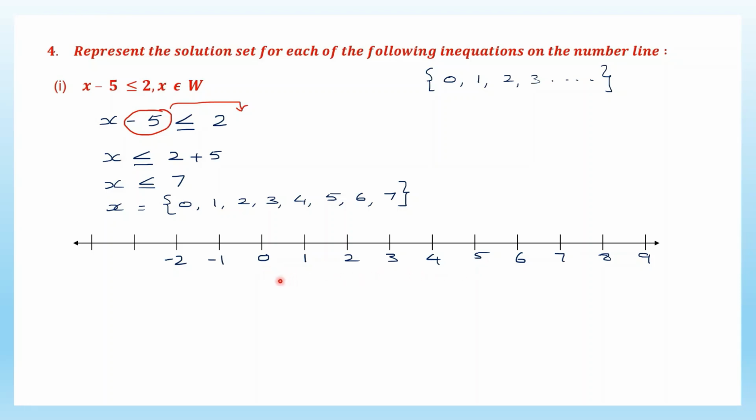So here now let's represent the solution set. So x is equal to all these values. Okay, so now we're going to show this on the number line. So let's mark all these. So we have 0 here, then we have 1, 2, 3, 4, 5, 6, 7. We stop at 7 because x is from 0 right up to 7. So we have shown all the values for x on the number line. So this is the solution set shown on the number line. Let's go on to the next one.